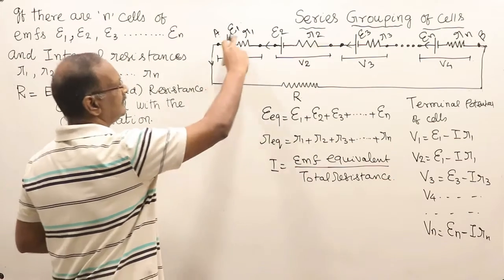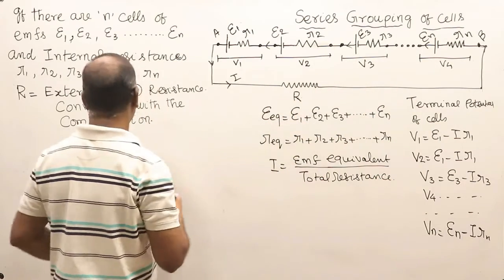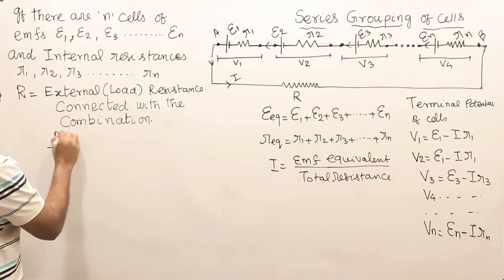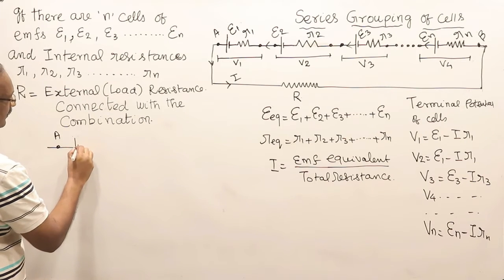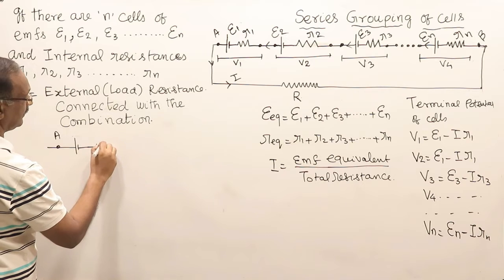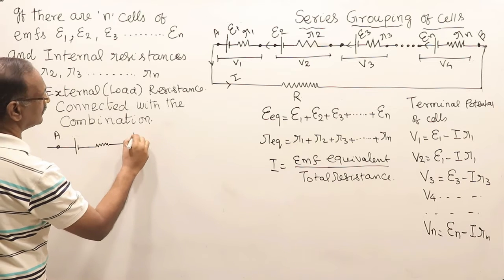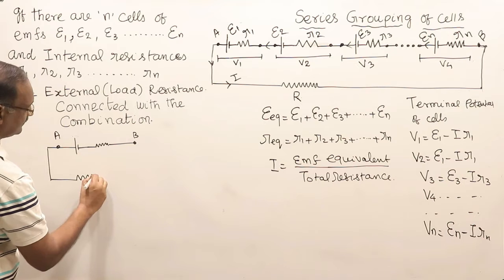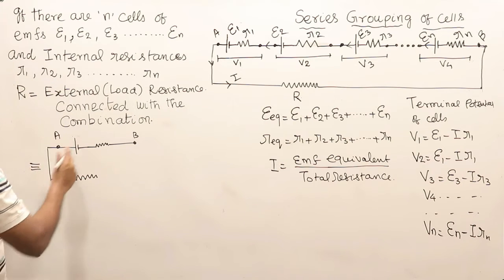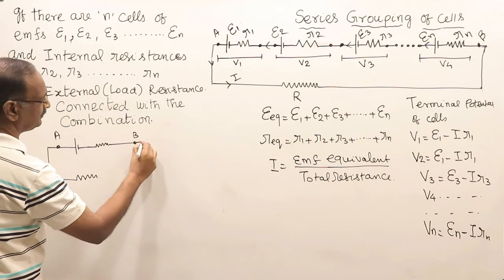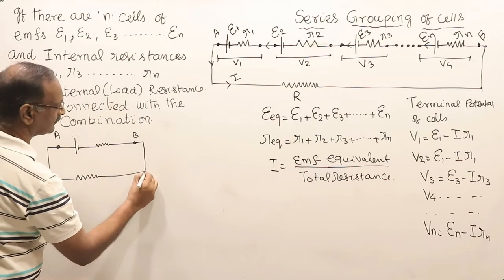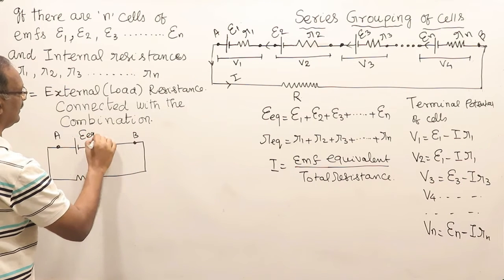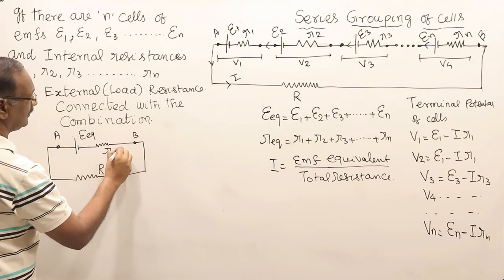See, this entire circuit can be represented with the equivalent circuit. This is the equivalent circuit, with terminal A, the EMF and internal resistance in total, with the external resistance. This is the equivalent resistance of the above given circuit. This is the external circuit. This is E equivalent and this is R equivalent.